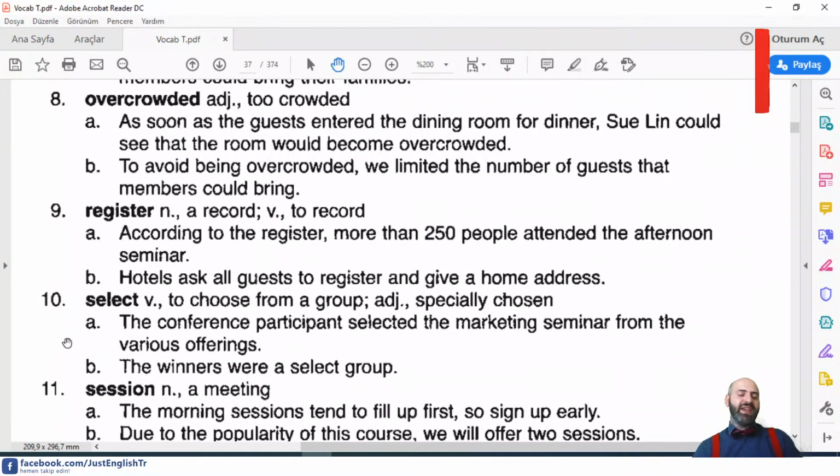Word number 10 is select. It is a verb and it means to choose from a group, or we can use it as an adjective and it will be specially chosen.